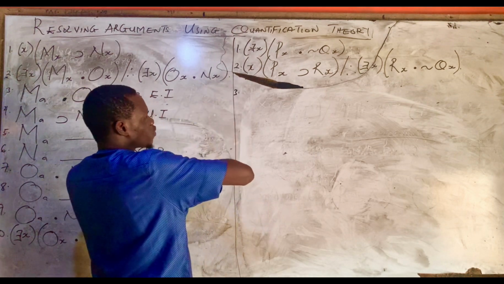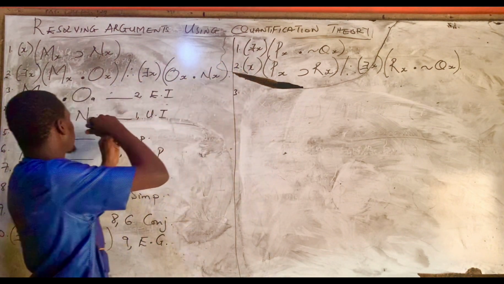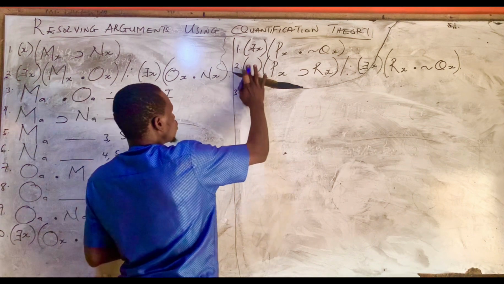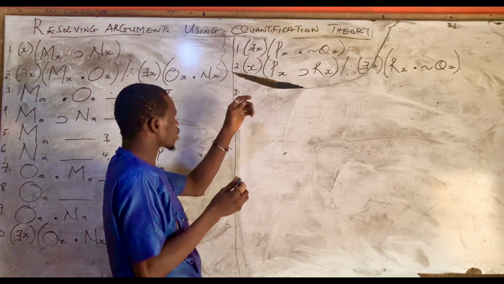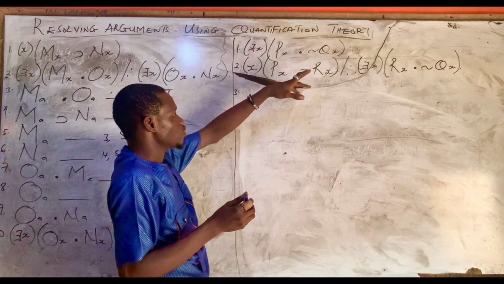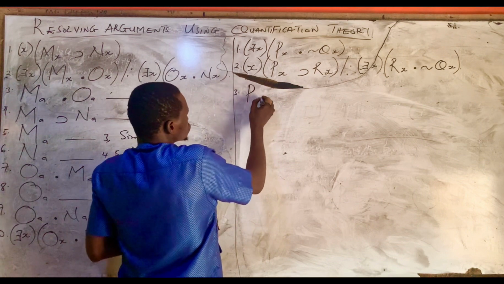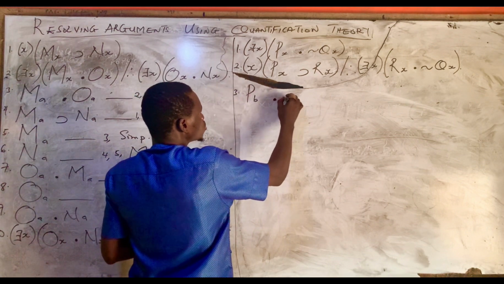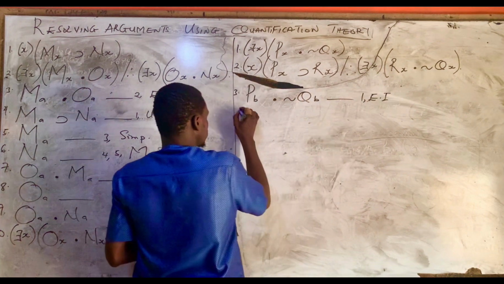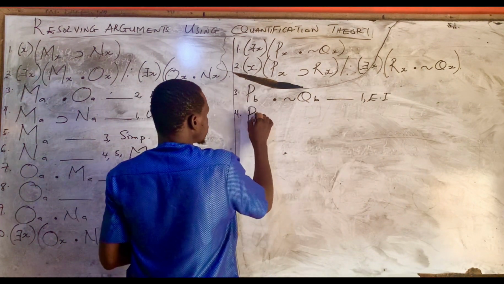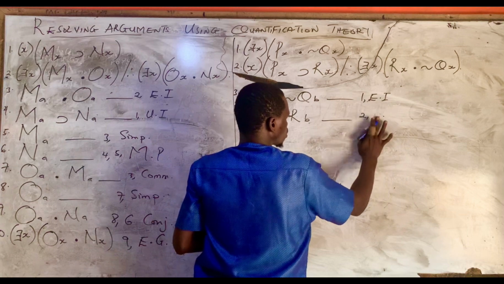So our line 3, we start from the particular. Here the universal is in our first premise, and remember that whenever you have both the universal and the particular or existential, you start with the existential first. You can replace the x with any letter ranging from a to w. So we now see Pb and not Qb, that is line 1, existential instantiation. Line 4, Pb implies Rb, that is line 2, universal instantiation.